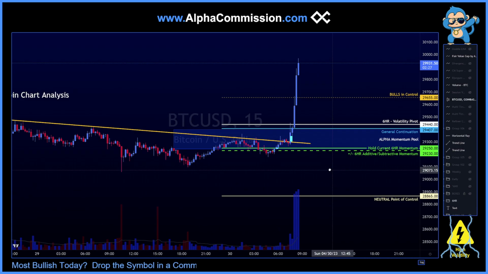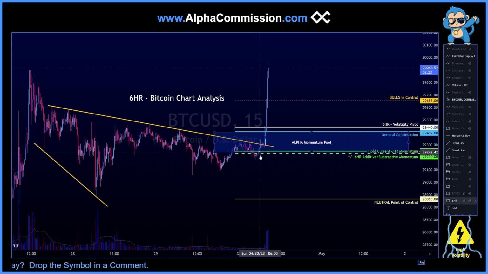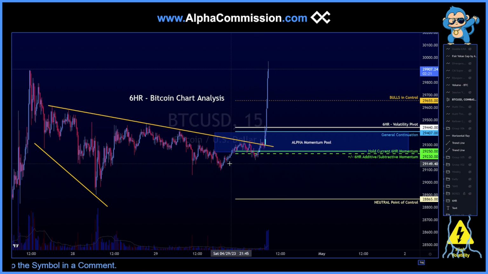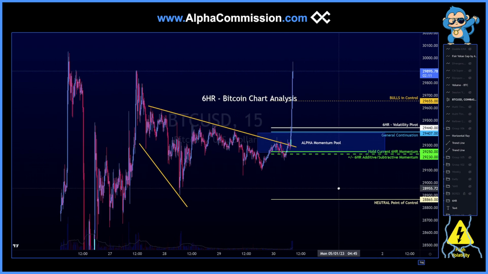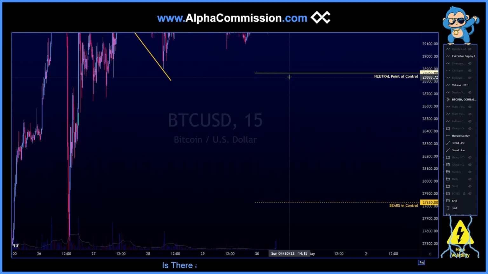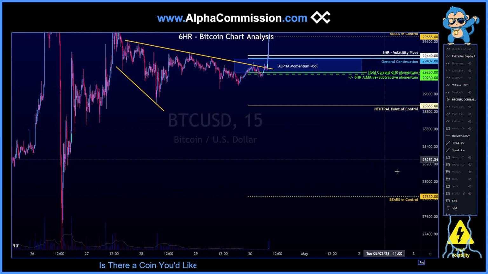Yes, we could have broken down. Nobody has a crystal ball. Nobody knows what could have happened to price action should we have broken this previous low. Probably we would have come down, maybe tested that wick, probably we would have come down to test the neutral point of control, at which point we either would have pumped or we would have dumped from there, and then bears would have been in control at 783.0.